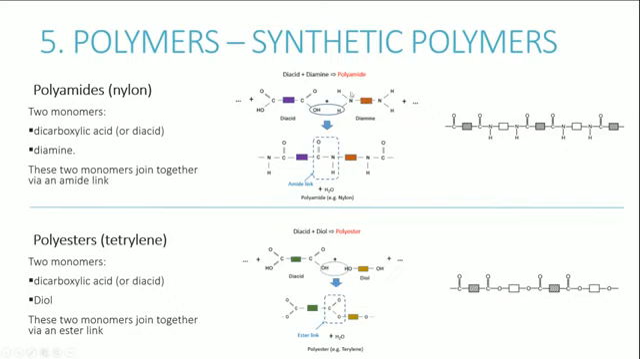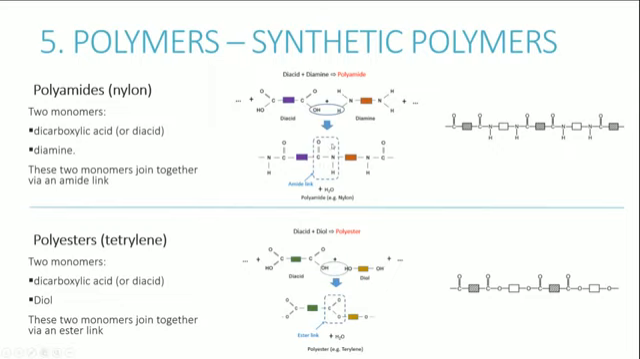and it's got two NH2 groups attached on either side. We call that a diamine. And so these two monomers join together, and the OH group of the carboxylic acid will react with an H from the NH2 group over here, and so you get a direct link between the carbon and the nitrogen, and this is called the amide link.